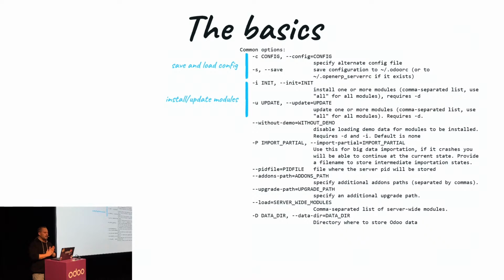We have the installation and update commands. A lot of people don't know this, but the difference between these two is basically that the -i will load all the data in the XML files, including the one that is marked as being non-updatable. So if you set noupdate equals something truthy in the XML file, it will only get loaded when you do a -i.